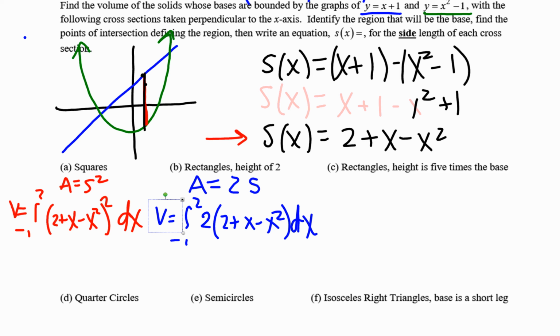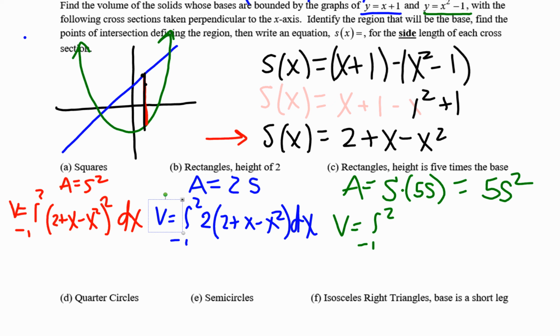This time the rectangle's height is 5 times the base. Well, the base is given by S, base times height, 5S. So the area is 5S squared. So the volume's pretty simple. Going from -1 to 2, 5 times S squared.